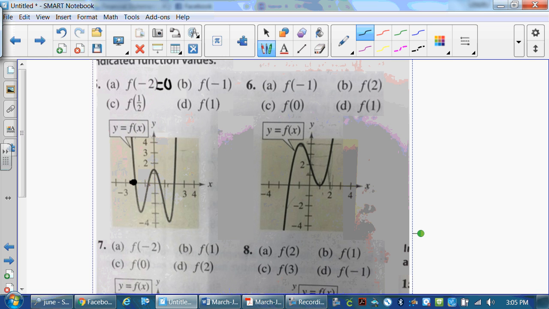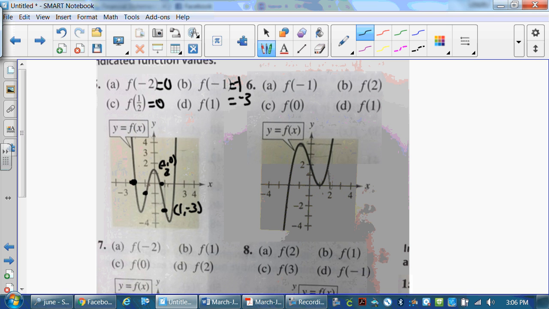F of negative 1, if I had to guess where this point is, it looks like it's negative 1, negative 1. F of 1/2, that point looks to me to be about 1/2. Oh, don't move. 0, so f of 1/2 looks to me like it's 0. Then f of 1 looks like it's right there. That point looks to me like it's 1, negative 3. So f of 1 should be negative 3.